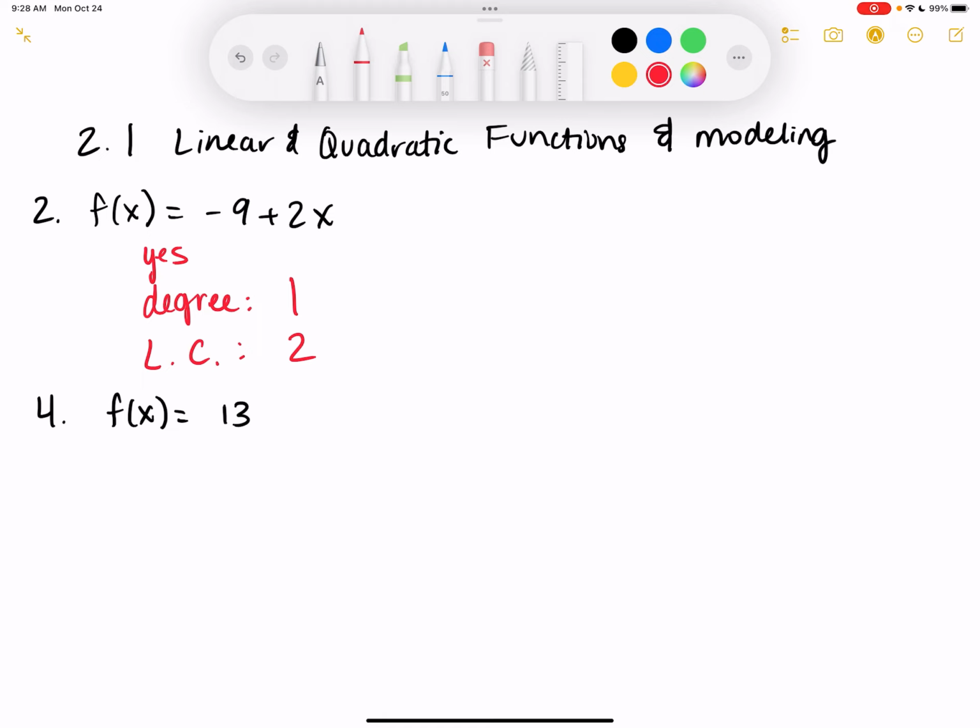Oh, I didn't see that. I think it is a polynomial. Because it's a constant function, so what's the degree? It is 0. Degree 0, leading coefficient 13. I didn't think it was 0. The only reason I thought it was 0 is because there's a number, and then just a number. That's what my brain did.